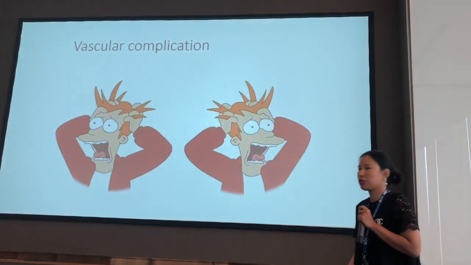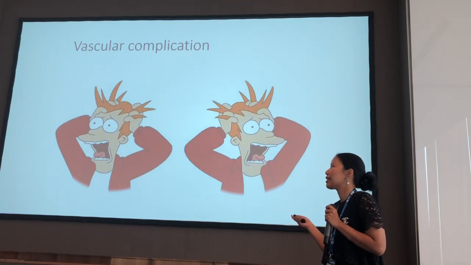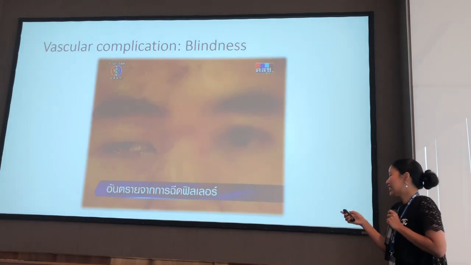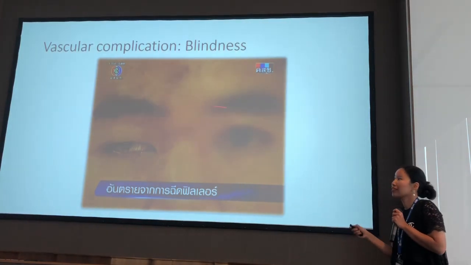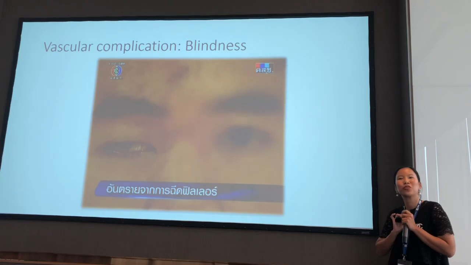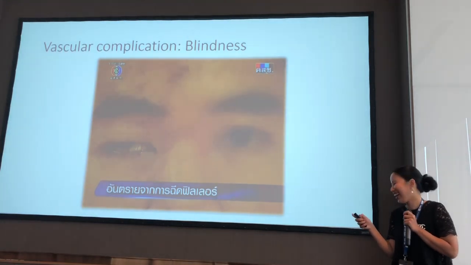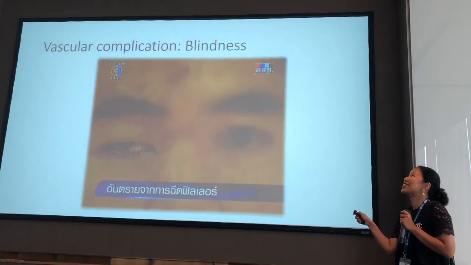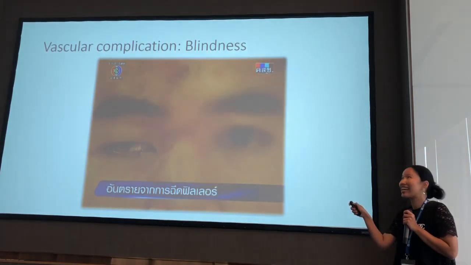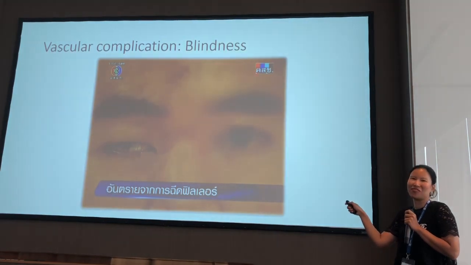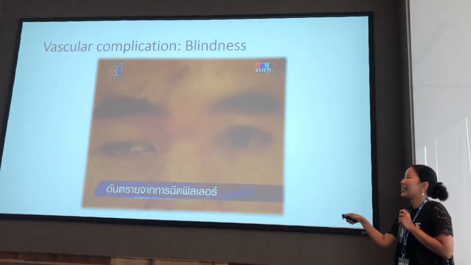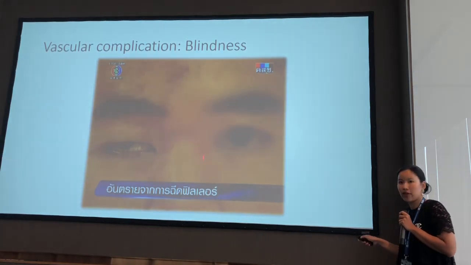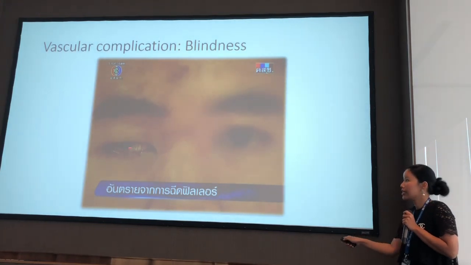And next, vascular complication, the really key player for these things. This is from the TV in my country a few years ago. You see this symbol? This symbol in my country is the symbol that the military was taking control of the country at that time. This one is from a TV channel a few years ago. It's about blindness from filler injection. You can see the defect.